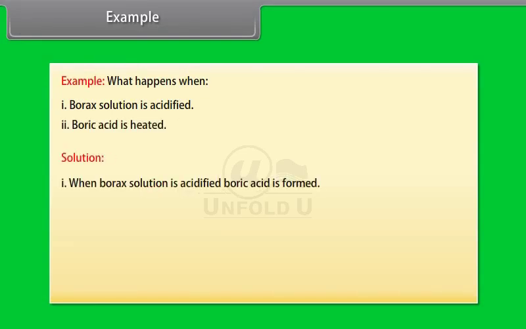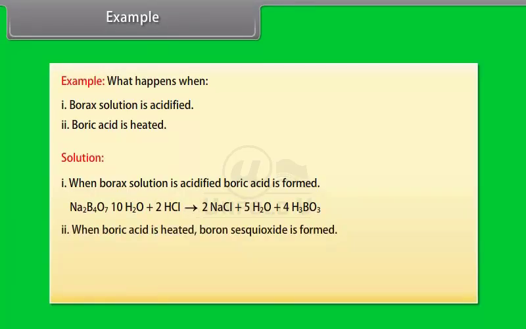What happens when borax solution is acidified and boric acid is heated? Let's see the solution. When borax solution is acidified, boric acid is formed. When boric acid is heated, boron sesquioxide is formed.